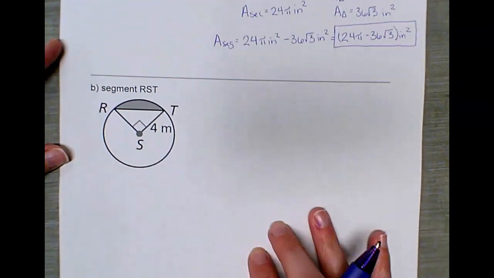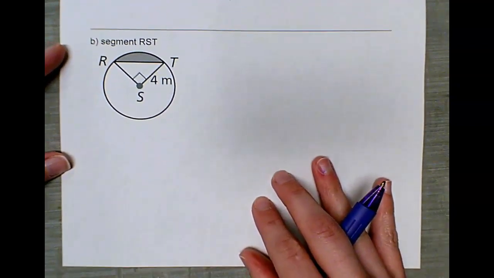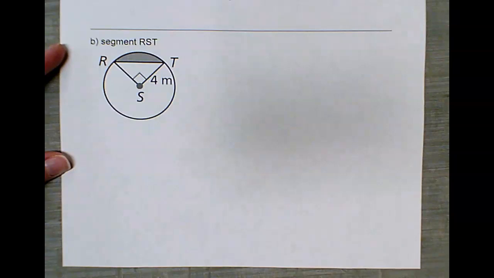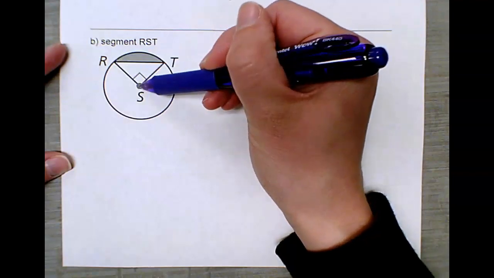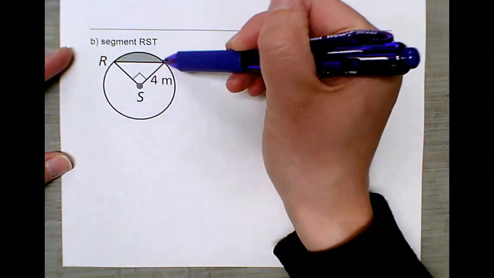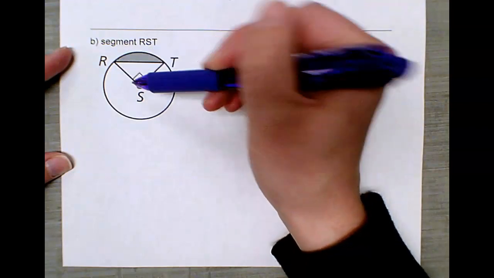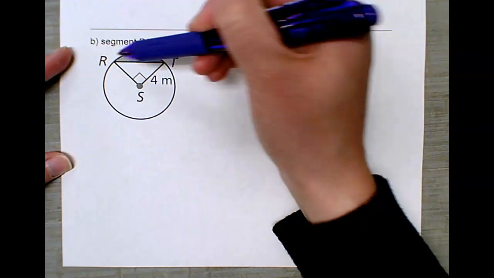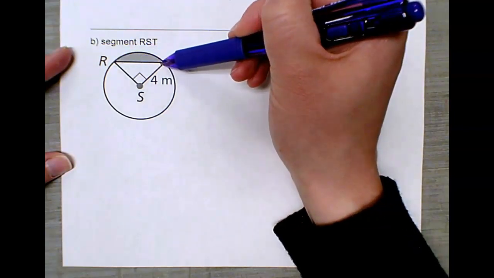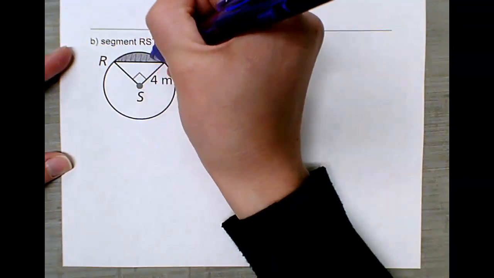Example 3b, I'm going to hope that you can do some parts of this on your own, so I'm going to ask you to do certain parts and then come back and check your work. I need to find the area of segment RST. So this is sector RST right here. But the segment RST is this little bit that's bounded by the arc RT and the chord RT. So this is what I'm trying to find.